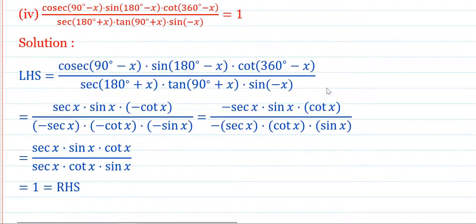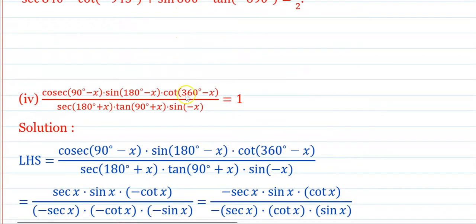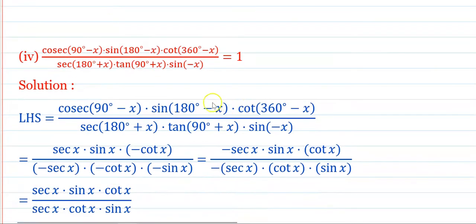Okay. Now the next. Cosec 90 minus x into sine of 180 minus x into cot of 360 minus x upon sec of 180 plus x into tan of 90 plus x into sine of minus x, and that's equal to 1. Now cosec 90 minus x. Okay. Pi by 2 minus x means what? It is in the first quadrant. Function will change. Cosec चा करणार तर sec x. Sine of 180 minus x. That is pi minus x. Function will remain as it is. Sine is positive. Therefore, sine of pi minus x or 180 minus x is sin x.